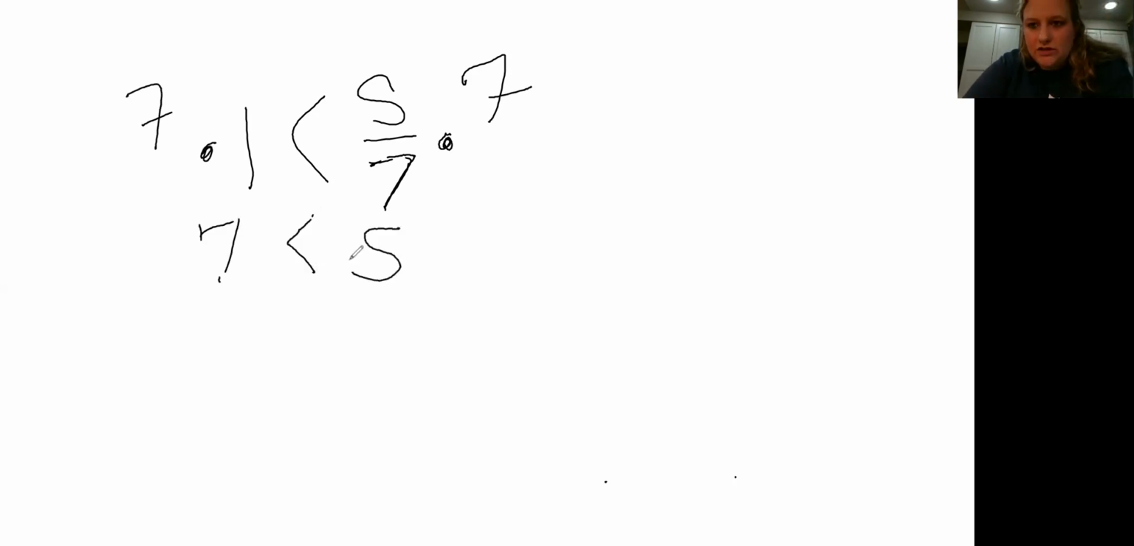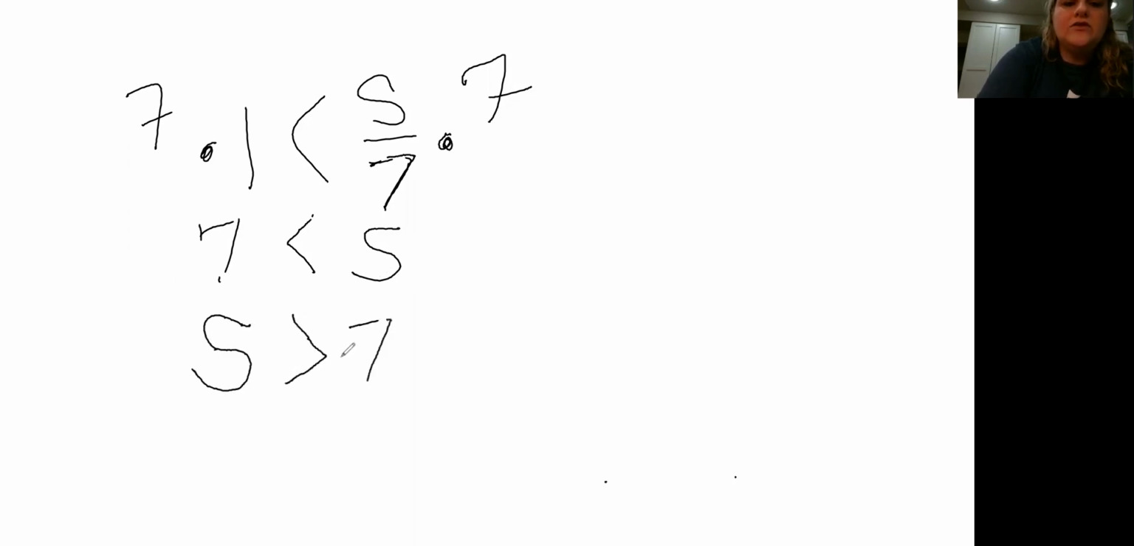Now, one thing I've noticed on your homework that's been coming into me today is a few people have forgotten that when you have to swap the location of your numeral and your variable, you need the variable first to graph correctly. So S, we got to also flip that sign. If we swap the locations, we have to swap the sign. So the open side stays with the S, pointy side stays with the 7. So S is greater than 7.